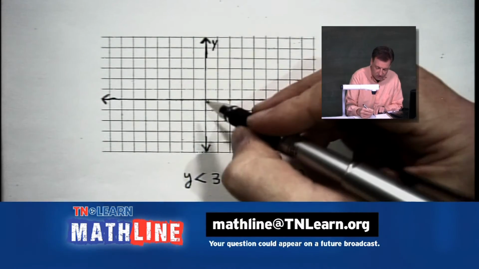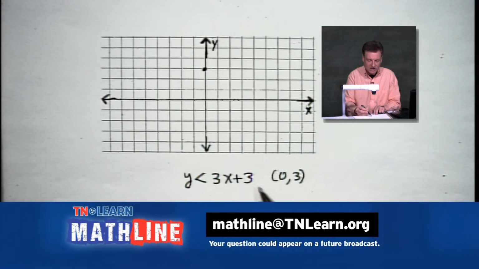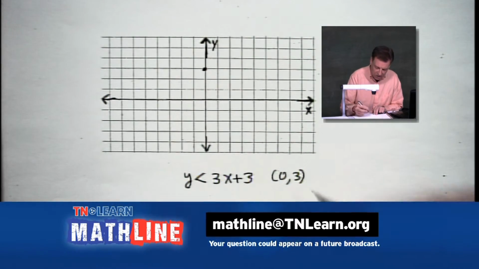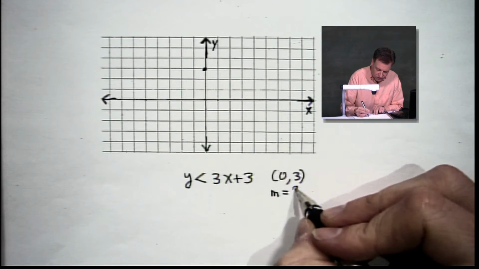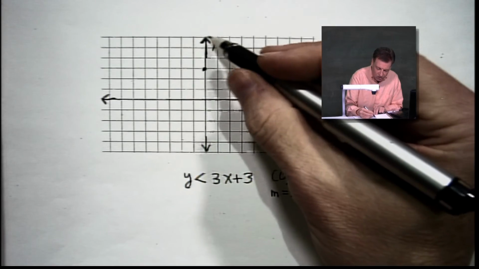As we start at 0, 3, so we're going to count up 1, 2, 3 on the y-axis. Remember, you always start on the y-axis. That's a y-intercept there, okay? And we've got a slope that's telling us we're going to do 3 over 1. So we're going to rise 3 and run 1.